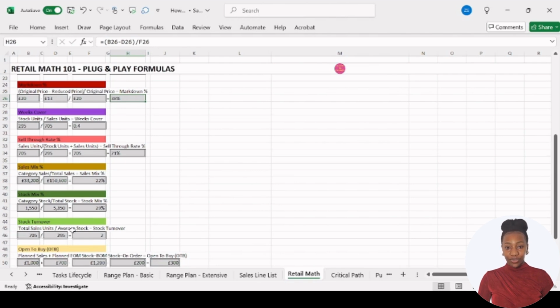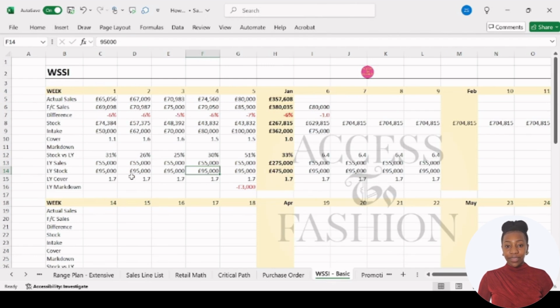So I actually do have a mock Wizzy, and just as an example, you would have your markdown listed here. We've not got markdown yet because that's like the first few weeks, but over time a markdown spend will appear in here in this column, because this is all formulated, so when we add in a figure here, it tells us how much stock is left in a value, because we want to know how much stock is in terms of money, how much money have we got to potentially make.